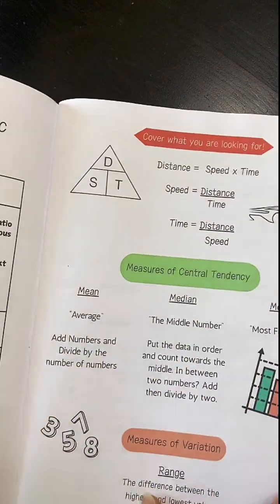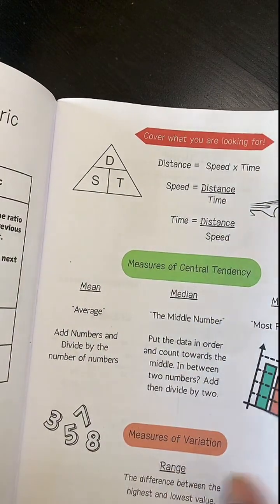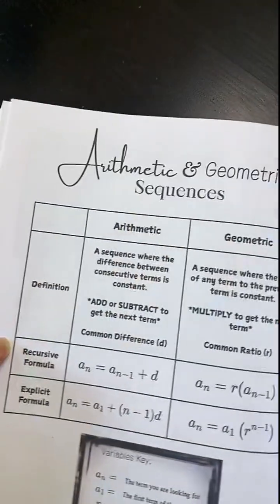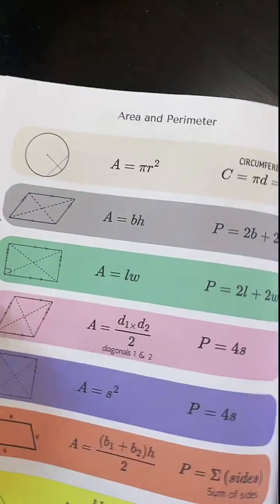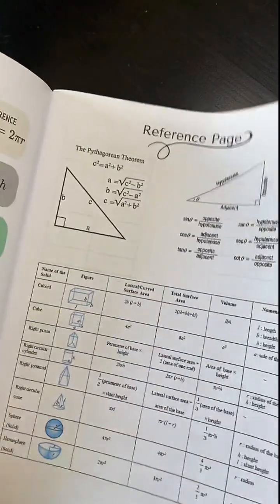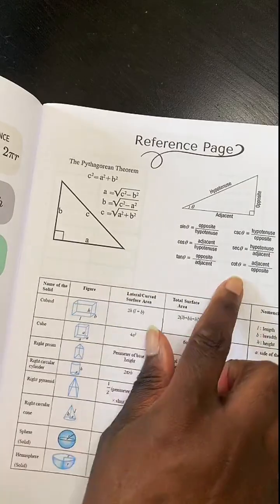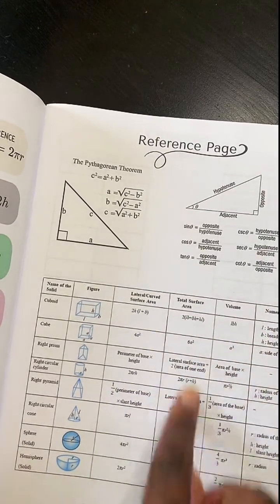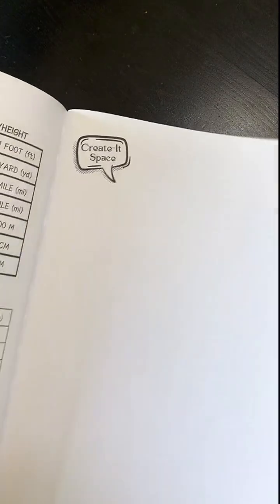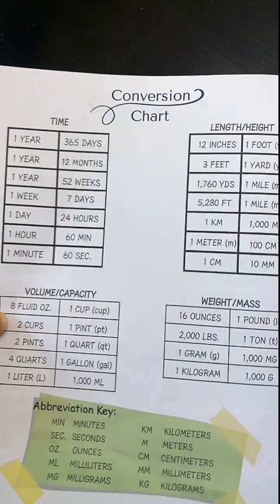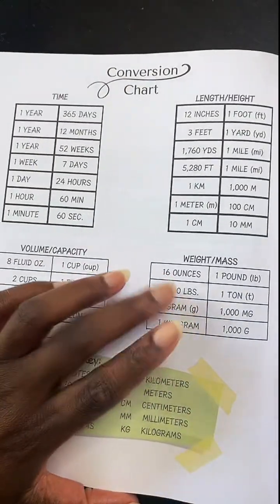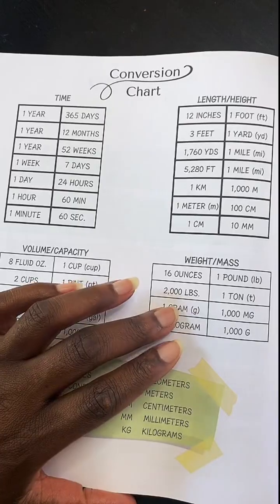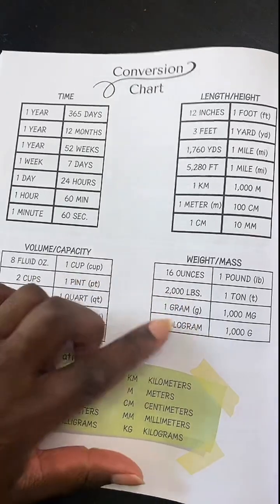Values chart. We have our measures of central tendency, the arithmetic and geometric sequence, system of equations, system of inequalities, area and perimeter and circumference for the circle. Pythagorean theorem, volume, surface area. And also conversion, especially for my people that are taking the TEAS test, HESI test, boom.